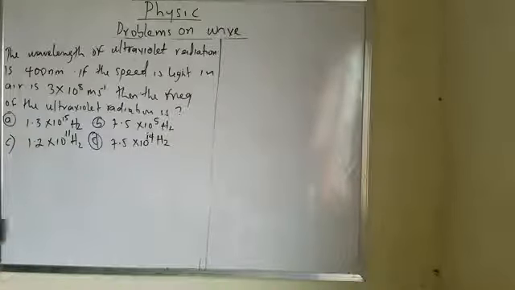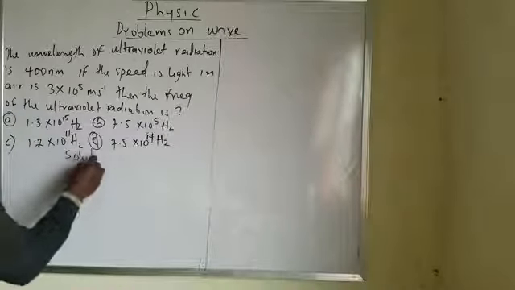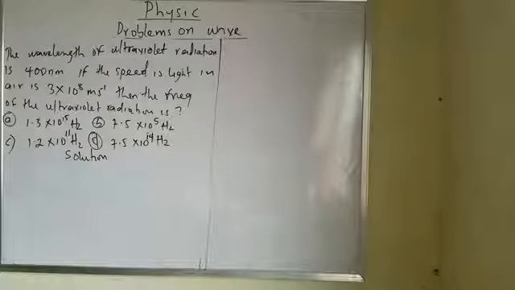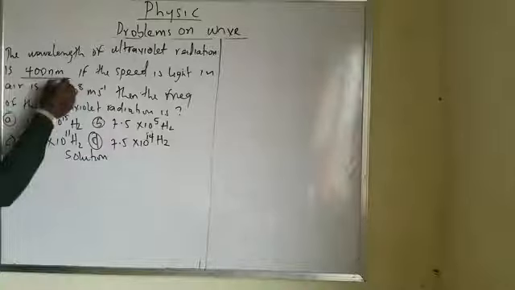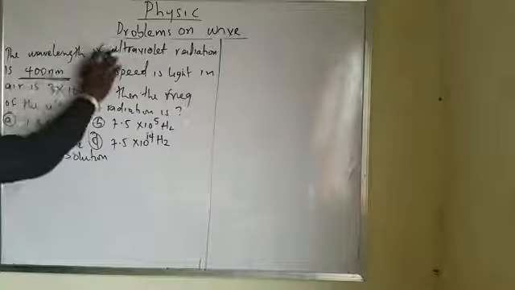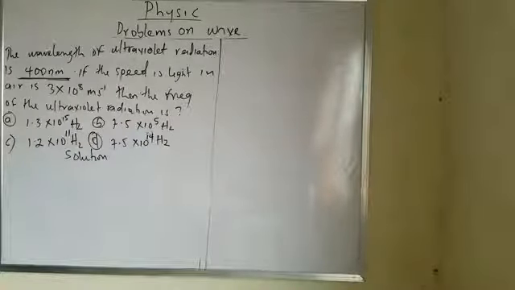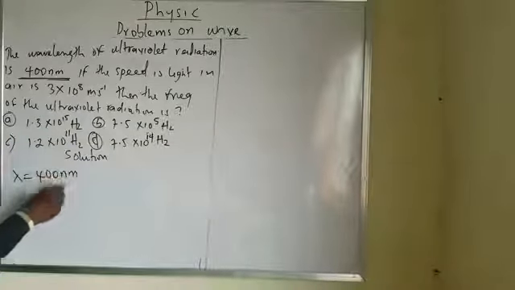Now, let's try to work this question out together. When you have something like this, the only problem is the ultraviolet radiation, which we shall know is 400. It means the wavelength for ultraviolet radiation will be equal to 400 nm.